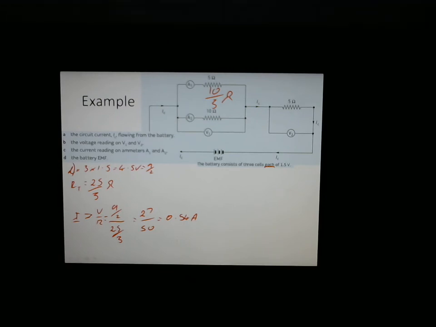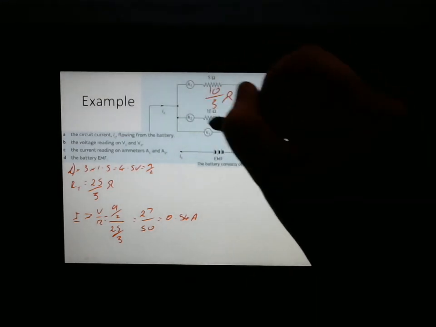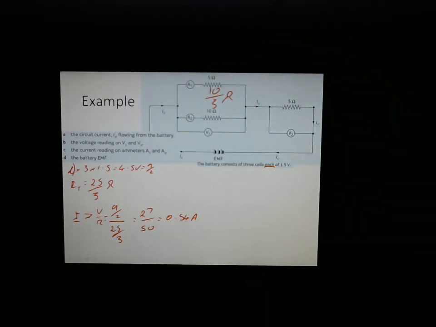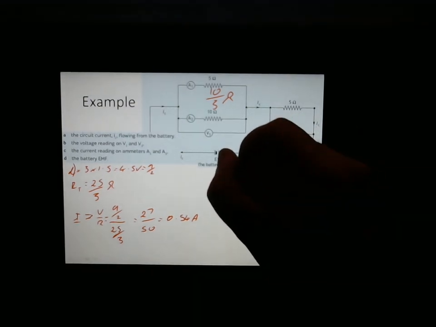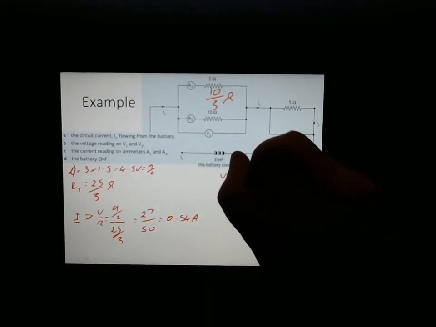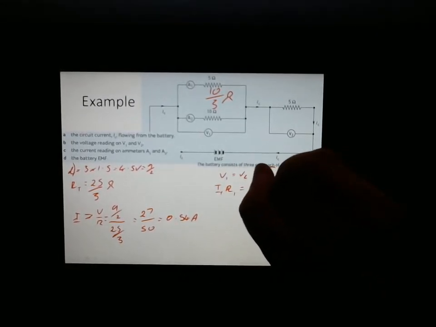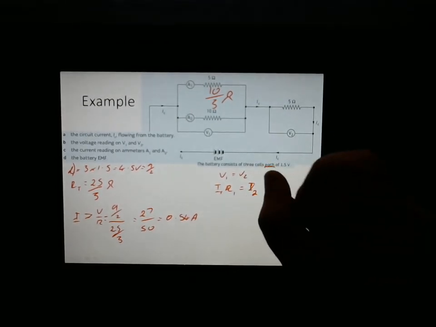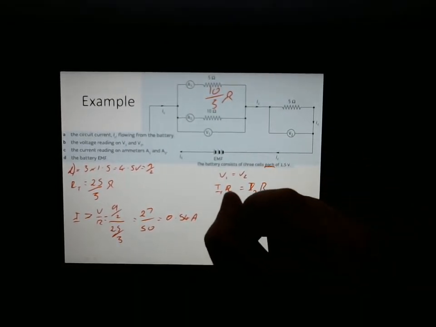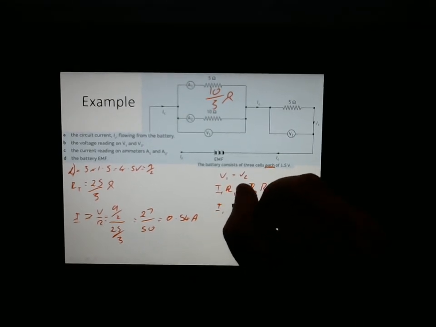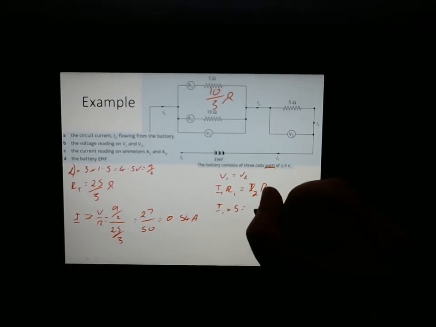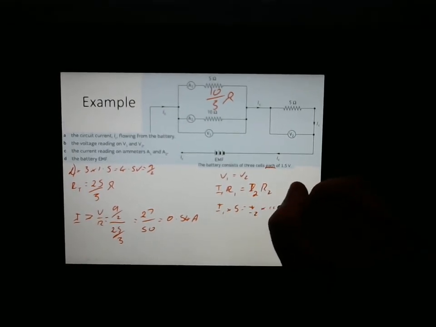Let's have a look at the current on ammeters A1 and A2. So A1 and A2, we can see they've split up. So we're going to do the same thing we've done in the last couple. The voltage is the same. Don't know what it is yet, but the voltage is the same. So we can now use those to work out the currents. V on 1 equals V on 2. I1 R1 equals I2 R2. I1 times 5 equals I2 times 10.